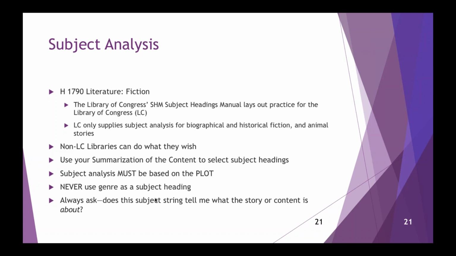Again, your subject analysis should be based on the plot, not what type of literature it is. So if you have a science fiction story, you can't use science fiction as the subject heading because it's not about science fiction. It is science fiction, and you want to use science fiction as a genre term. What you want is to find topical terms that relate to the plot.